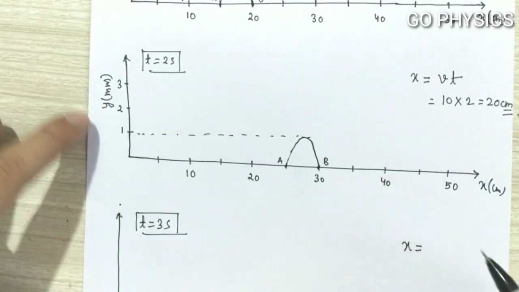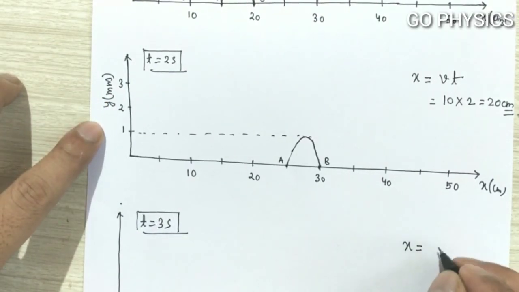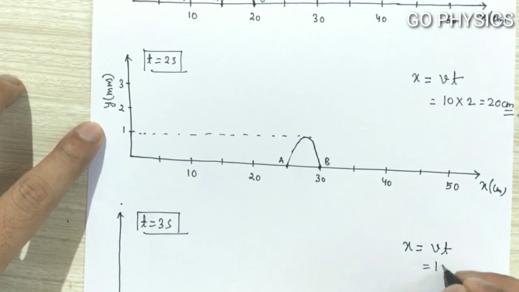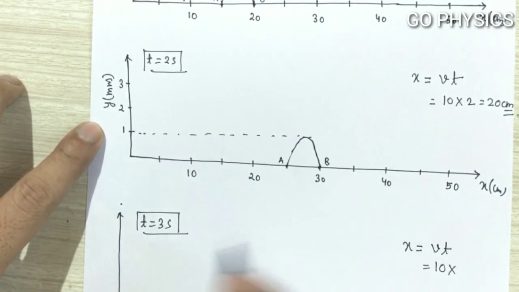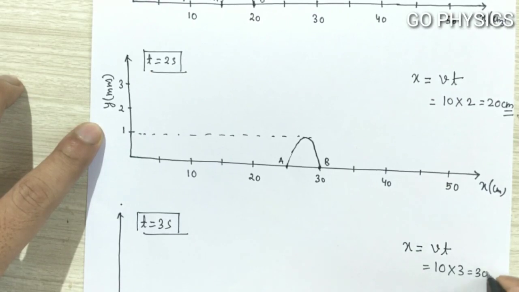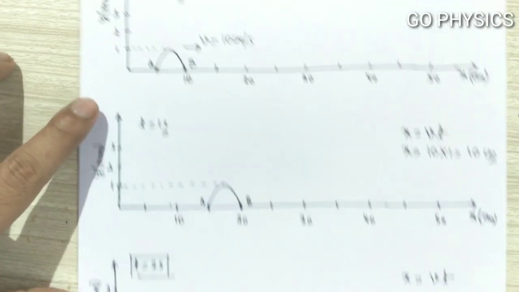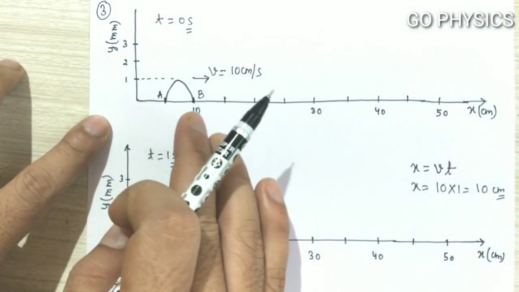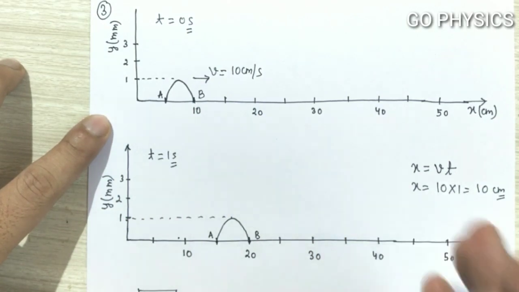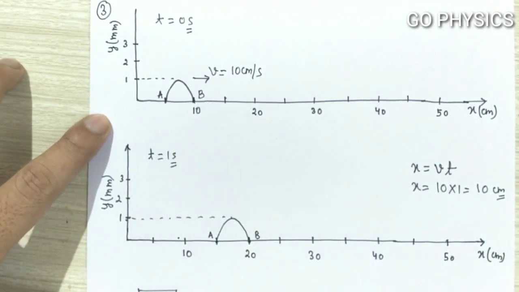Again, the distance covered by the wave pulse will be equal to the speed of the wave pulse multiplied by time. And the speed of the wave pulse is given as 10 cm per second and time is given as 3 seconds. So this is equal to 30 cm. So from here we are concluding that each and every point on the given wave pulse will move forward or rightward by a distance of 30 cm after t equal to 3 seconds.